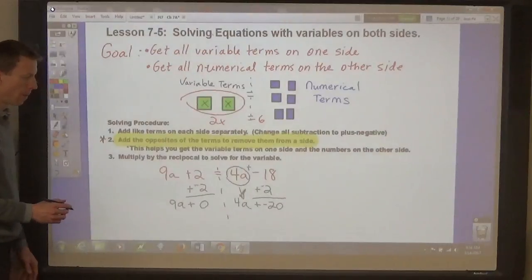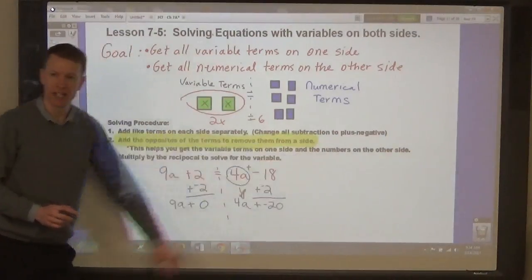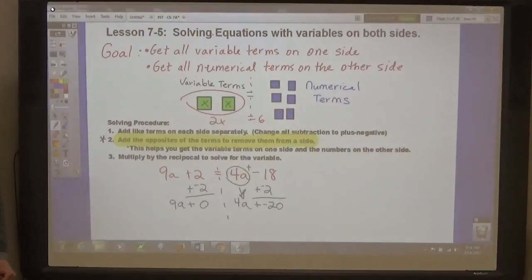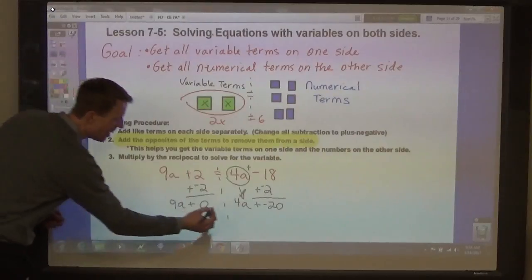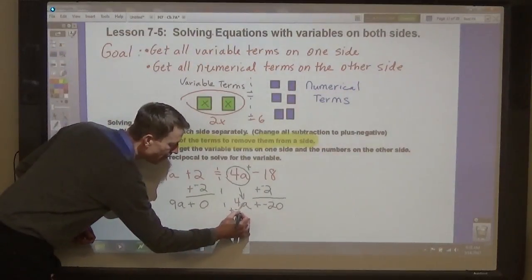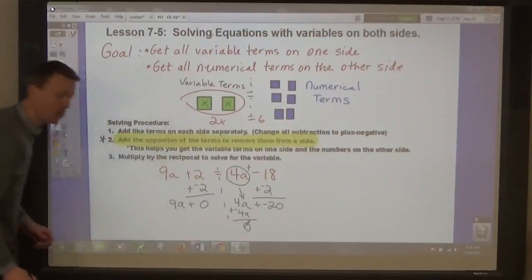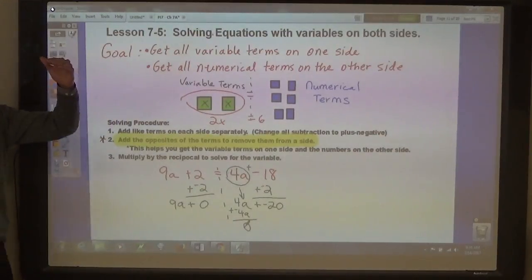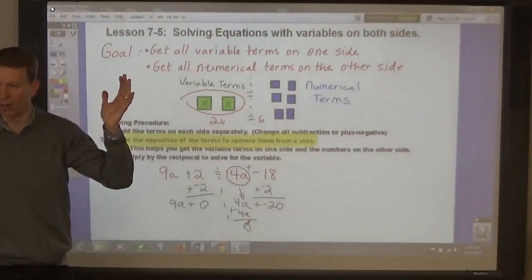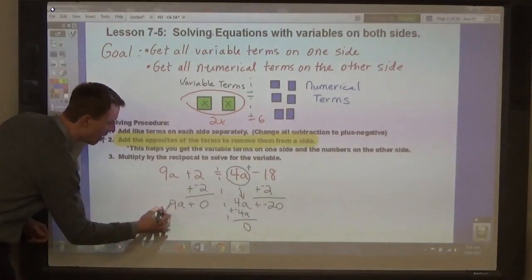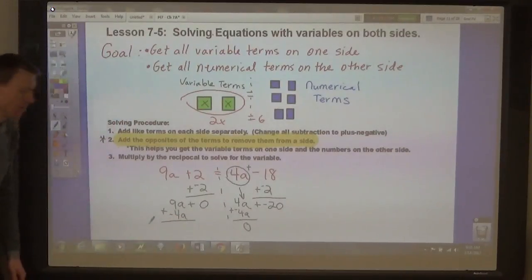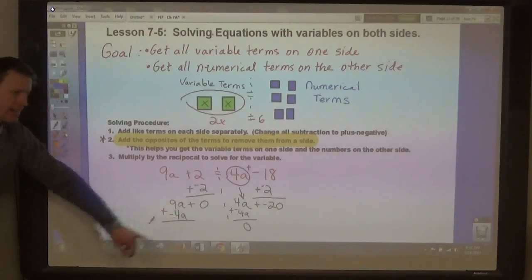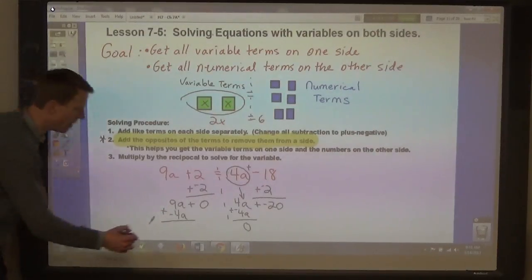Divide it by itself and then... No, to remove it completely. Yeah, what's the opposite of 4a? Negative 4a, right. If we had negative 4a, we get 0. Positive 4a plus negative 4a is going to equal 0. Now, we have to follow the rule and add negative 4a to this side. Now, what's 9a plus negative 4a? 5a.